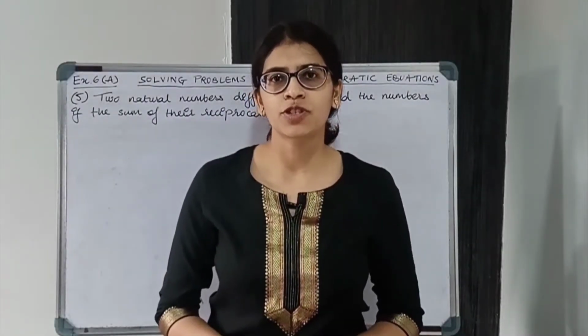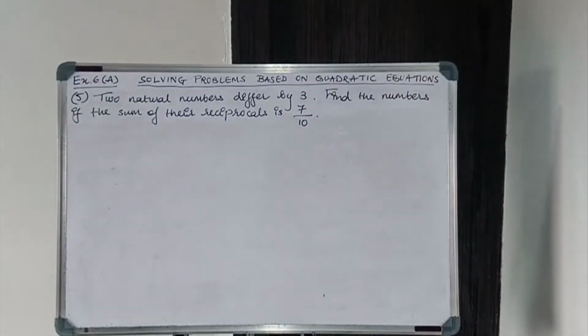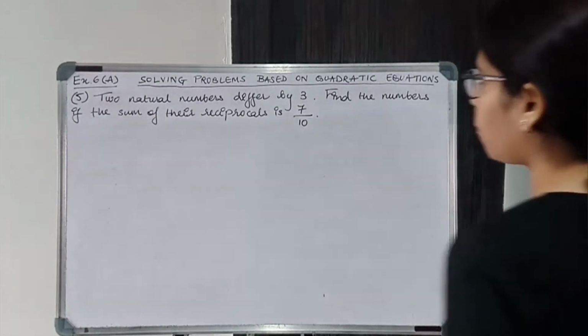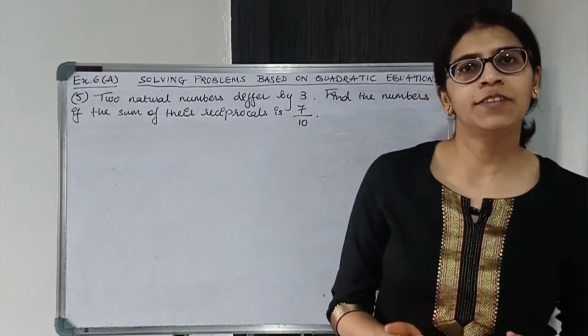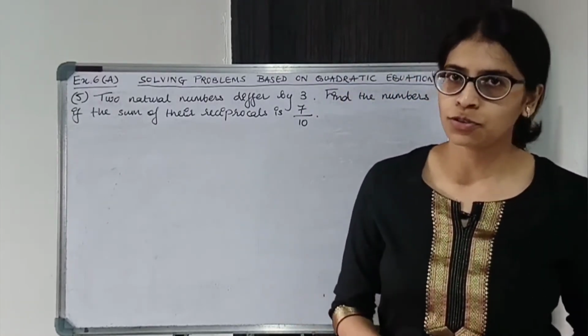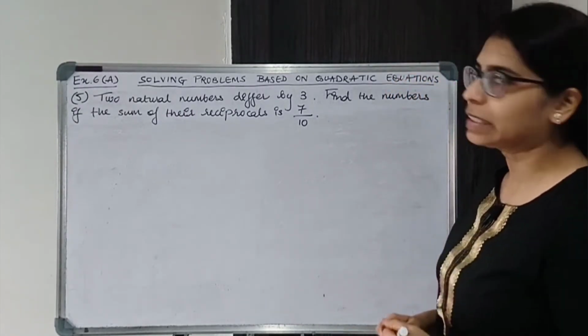Okay, let's read the next question. Question number 5. Two natural numbers differ by 3. Find the numbers if the sum of their reciprocals is 7/10. There are two natural numbers. Okay, so basically 1, 2, 3, 4, 5, all the positive integers. All right, so two natural numbers differ by 3.